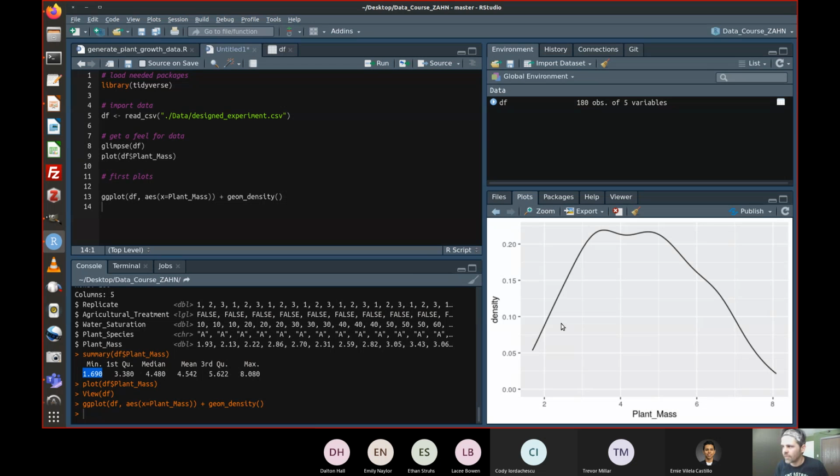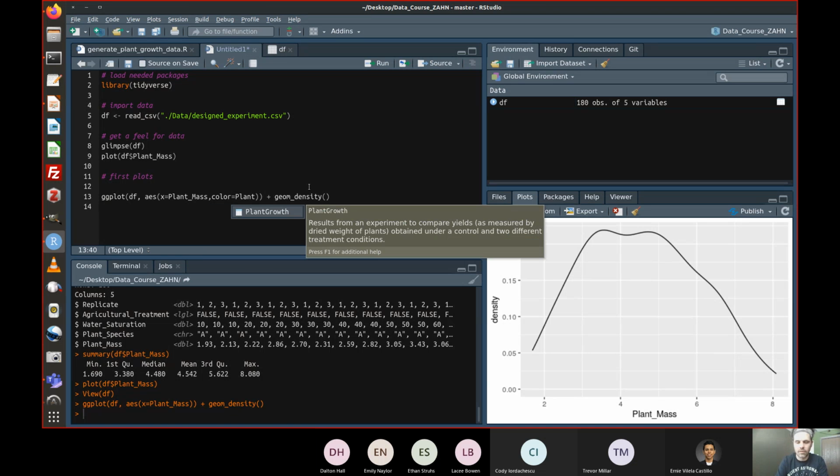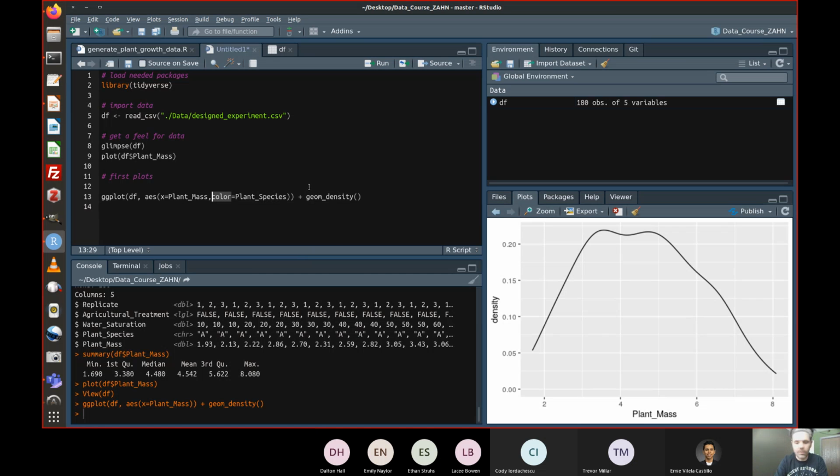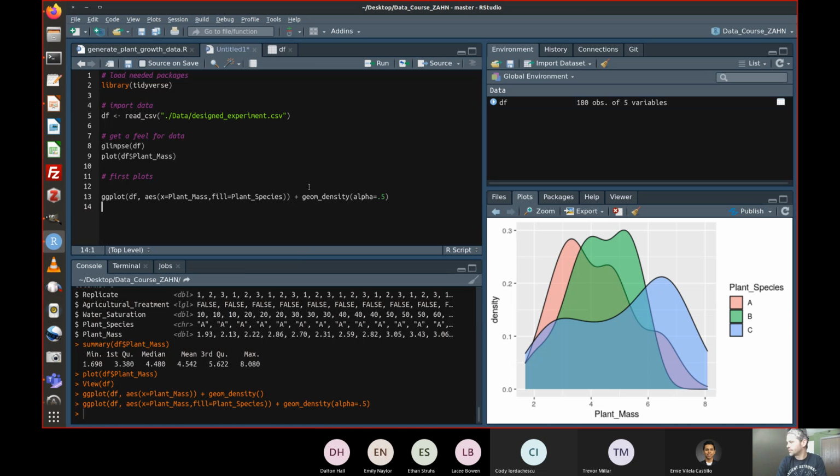Now, a lot of statistical tests require that the data be distributed normally. You may have heard that, right? This looks pretty decent. It's approximately normal. Definitely good enough for the test. It's not going to break any of our stats tests. But let's add a couple things here. x equals plant mass, color equals plant species. And I'm actually going to change color to fill since we're making these density shapes. geom_density, and I'm going to change alpha to 0.5 so we can see through them a little bit. Okay. What's going on here? Any thoughts?